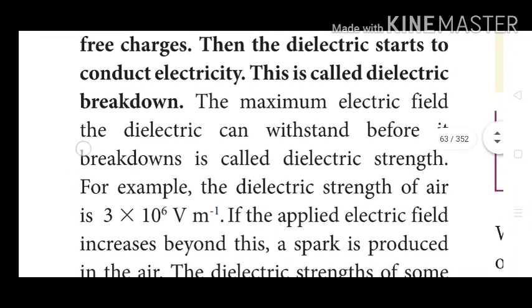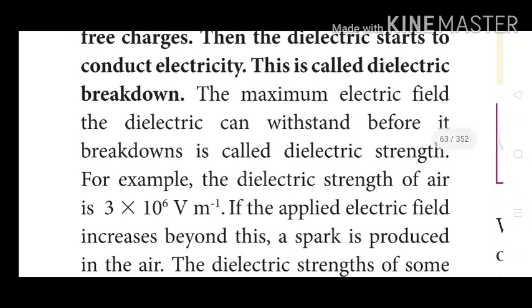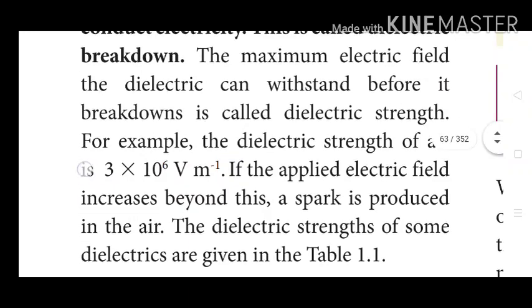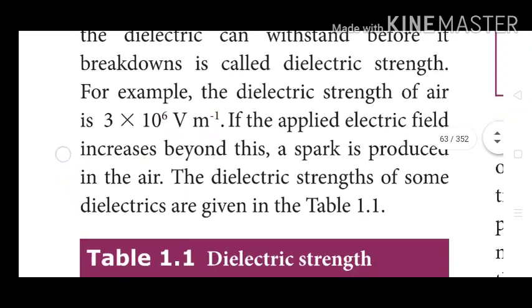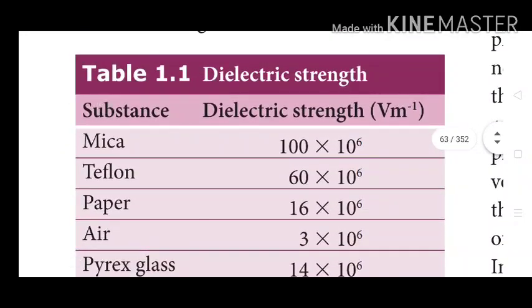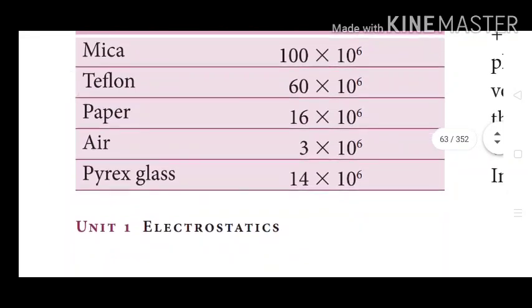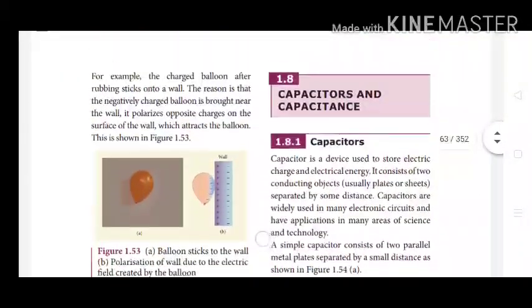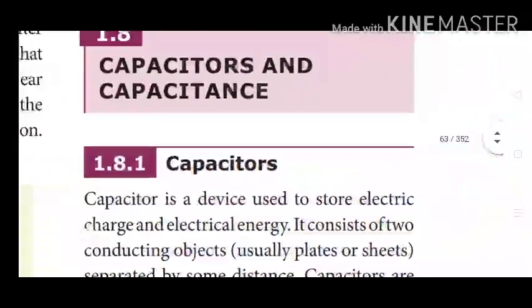For example, the dielectric strength of air is 3 times 10 to the power 6 volt per meter. If the applied electric field increases beyond this, a spark is produced in the air. The dielectric strength of some dielectric materials is shown in the table. You should find the values, as they may be asked as a 1 mark question. Our next topic is capacitors and capacitance.